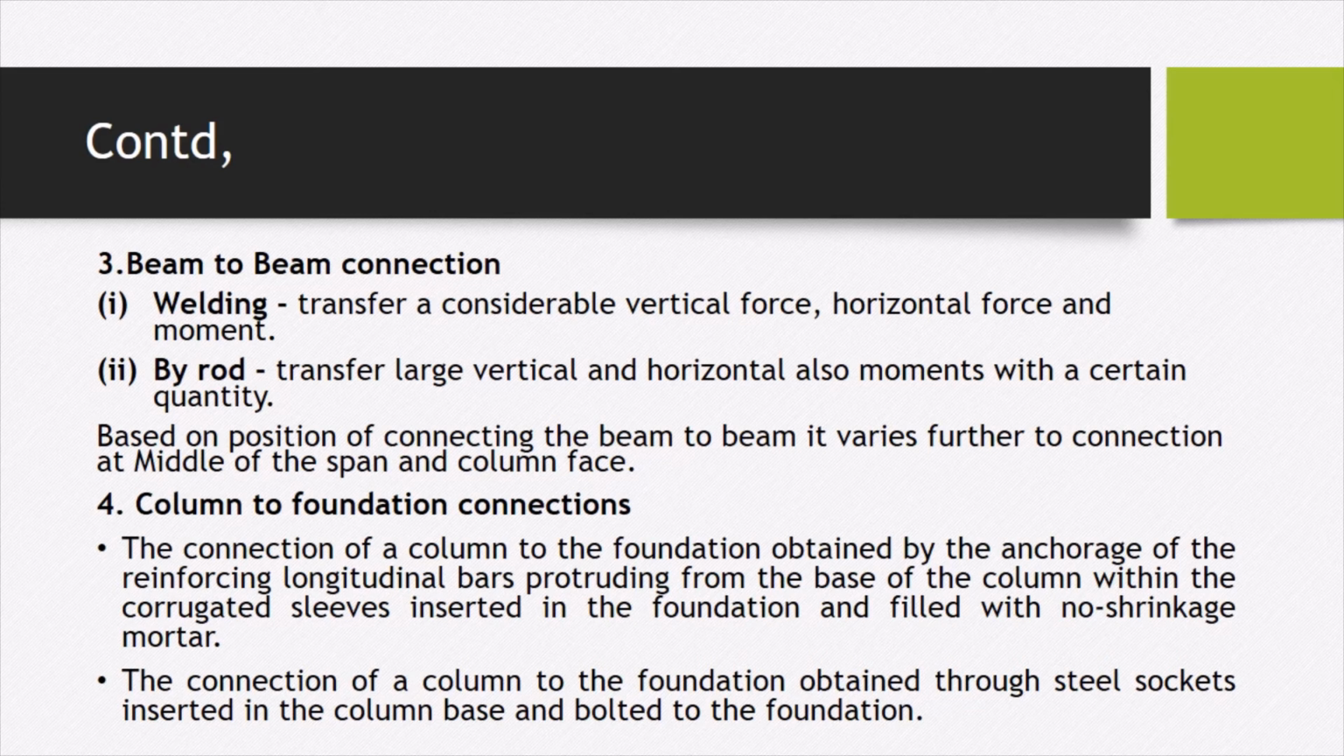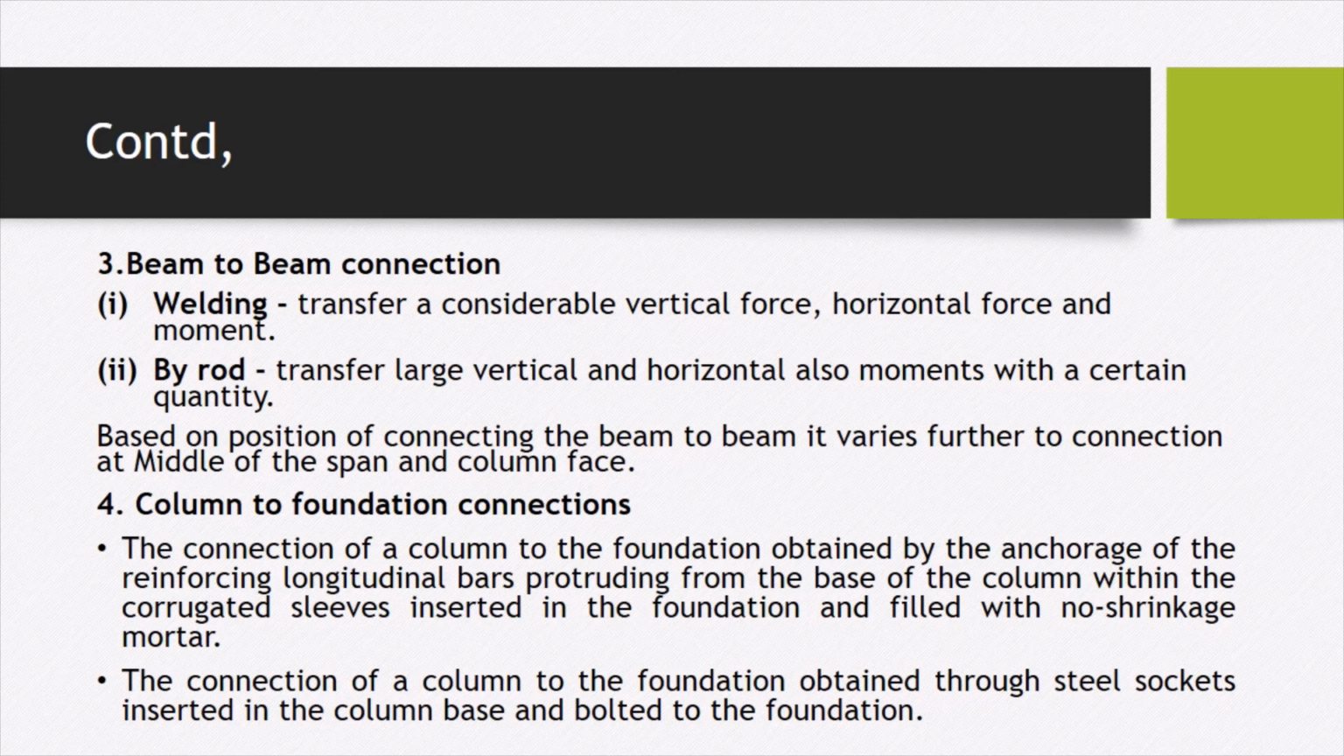And then the last part, column to foundation connection. It is obtained by anchorage. The first part is anchorage, with longitudinal reinforcement bars protruding from the base of the column, and corrugated sleeves inserted into the foundation and filled with no-shrinkage mortar. So this is the first thing.